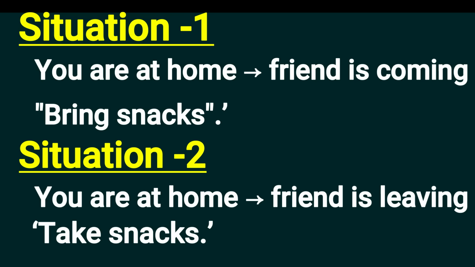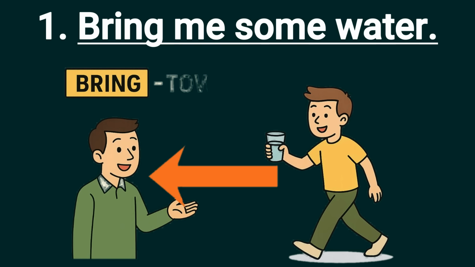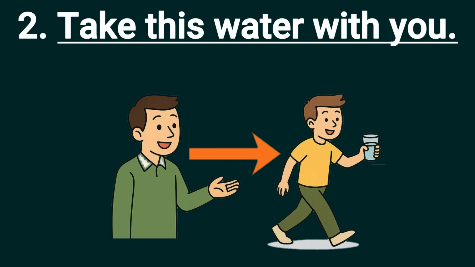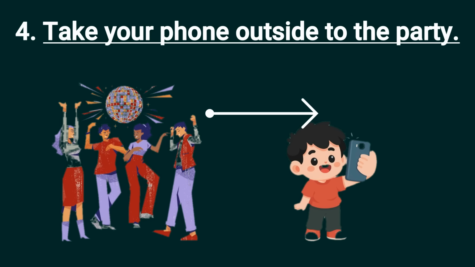Look at the differences in these sentences. Bring me some water. The water comes to me. Take this water with you. The water goes away from me. Bring your friend to the party. The friend comes to the party. Take your phone outside. The phone goes away from this place.